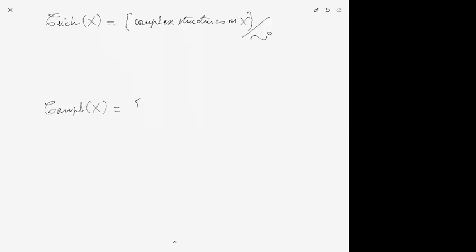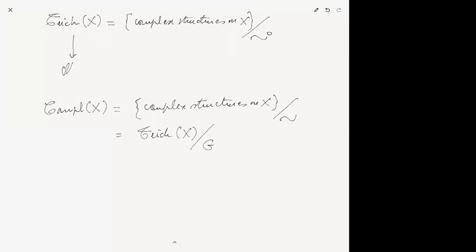And then we had Comp of X, which was the set of all complex structures just modulo diffeomorphism. So we don't ask anymore that they are isotopic necessarily to the identity. And we said that this was the quotient of Teich by the action of the group of components of the group of diffeomorphisms of X. And in between here, we have our moduli of marked hyperkähler manifolds, M gamma.